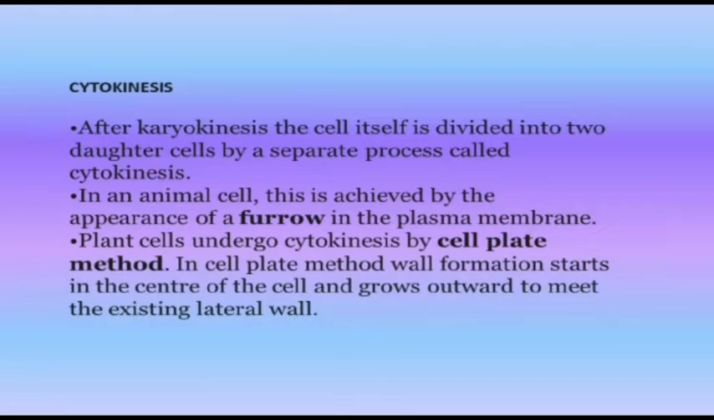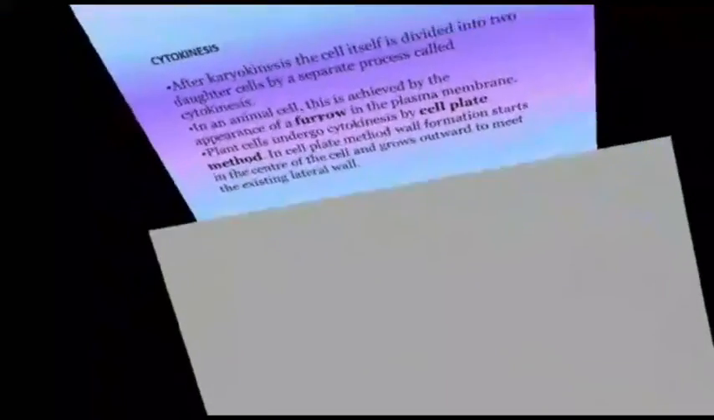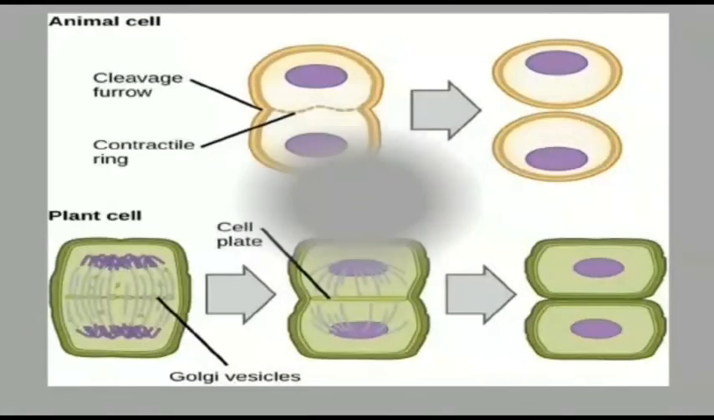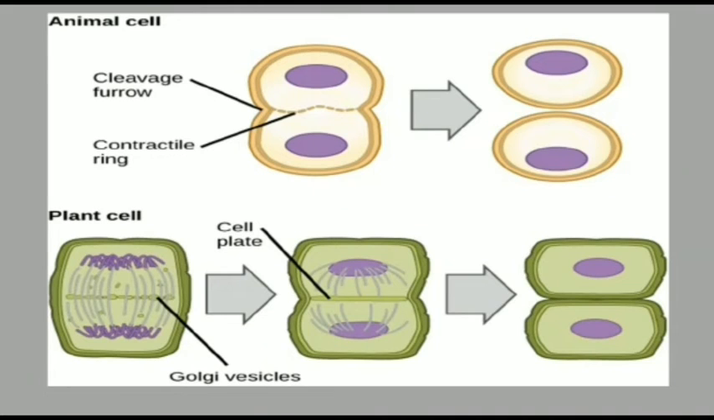What is cytokinesis? After the karyokinesis, the cell itself is divided into two daughter cells by a separate process called cytokinesis. In an animal cell, this is achieved by the appearance of a furrow in the plasma membrane. Plant cells undergo cytokinesis by the cell plate method. In the cell plate method, the wall formation starts in the center of the cell and grows outward to meet the existing lateral wall. As you can see in the two diagrams of an animal cell and a plant cell, in the animal cell there are the cleavage furrow and the contractile ring, and in the plant cell there are only the Golgi vesicles and the cell plate.